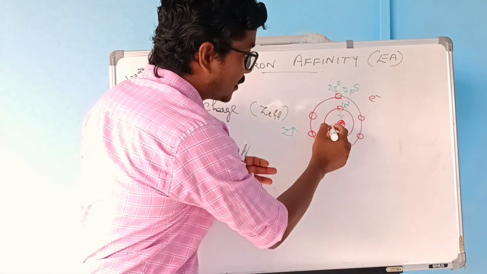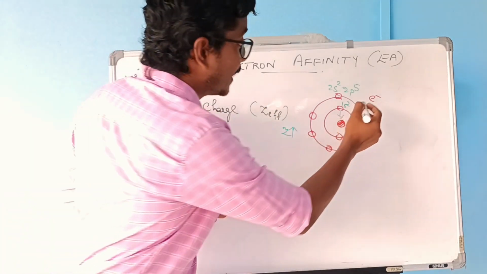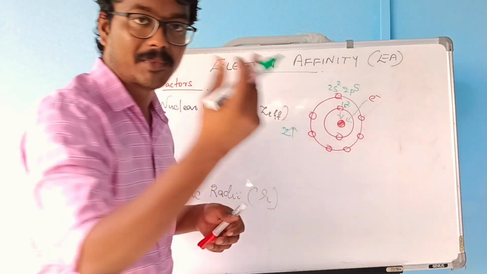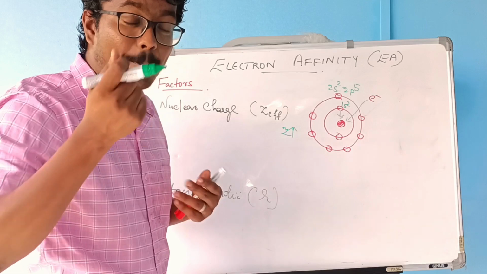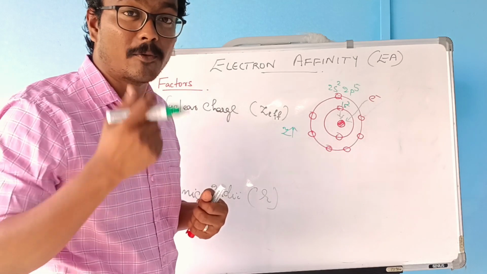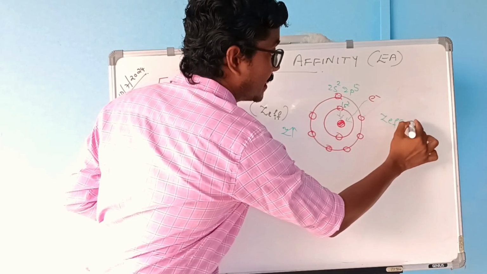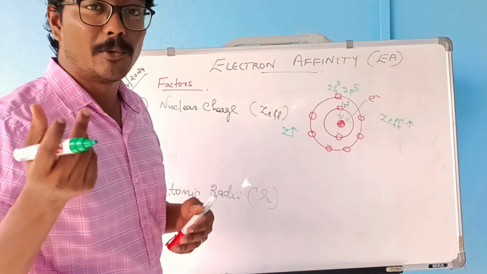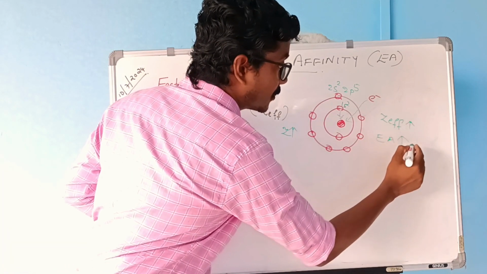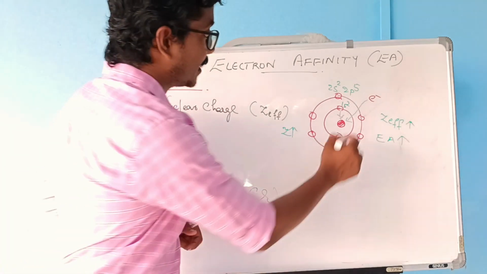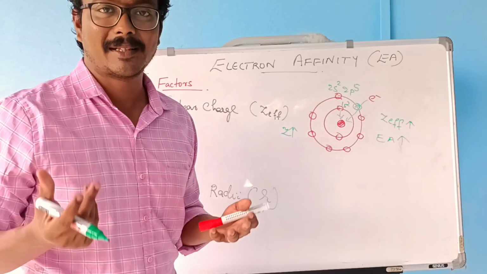So this increased nuclear charge also attracts the incoming electrons towards itself, right? So this will ease the approach, or the acceptance, of the incoming electron. So if the effective nuclear charge increases, the acceptance of a new electron will be easier. As a result, electron affinity also increases. So this electron will occupy a position because of the very high nuclear charge.